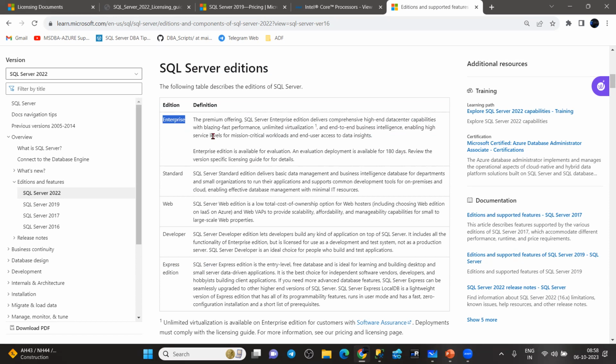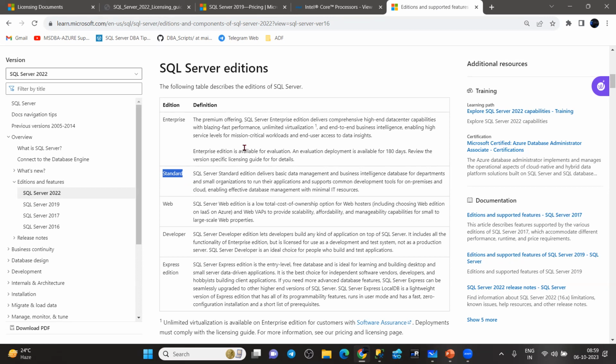Mostly in the real world, which edition do you use more? Your answer should be Standard Edition. Your price will vary around 3 to 4 lakhs when you go for Standard Edition. But do we get all the features in the standard one? We'll see, we'll discuss.